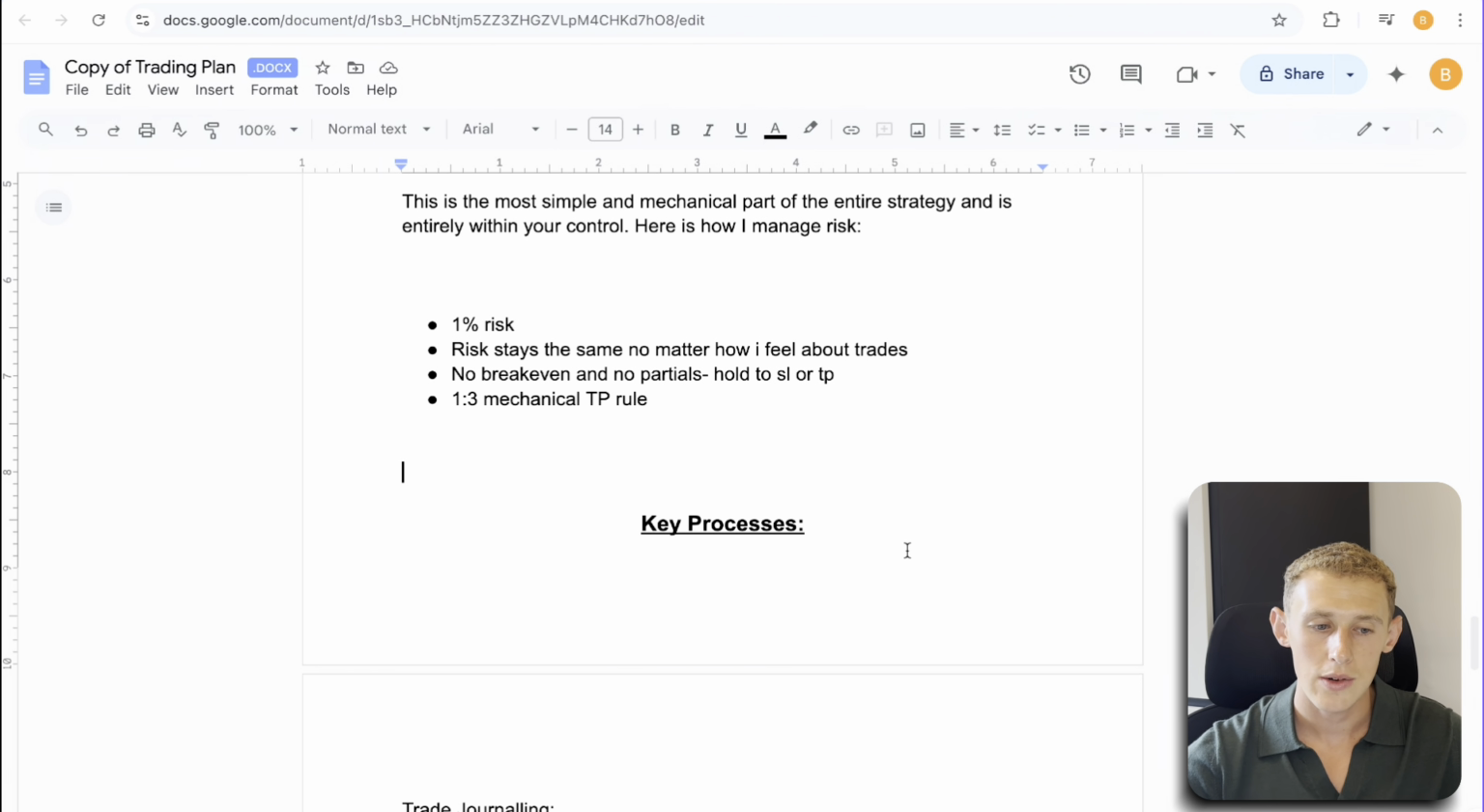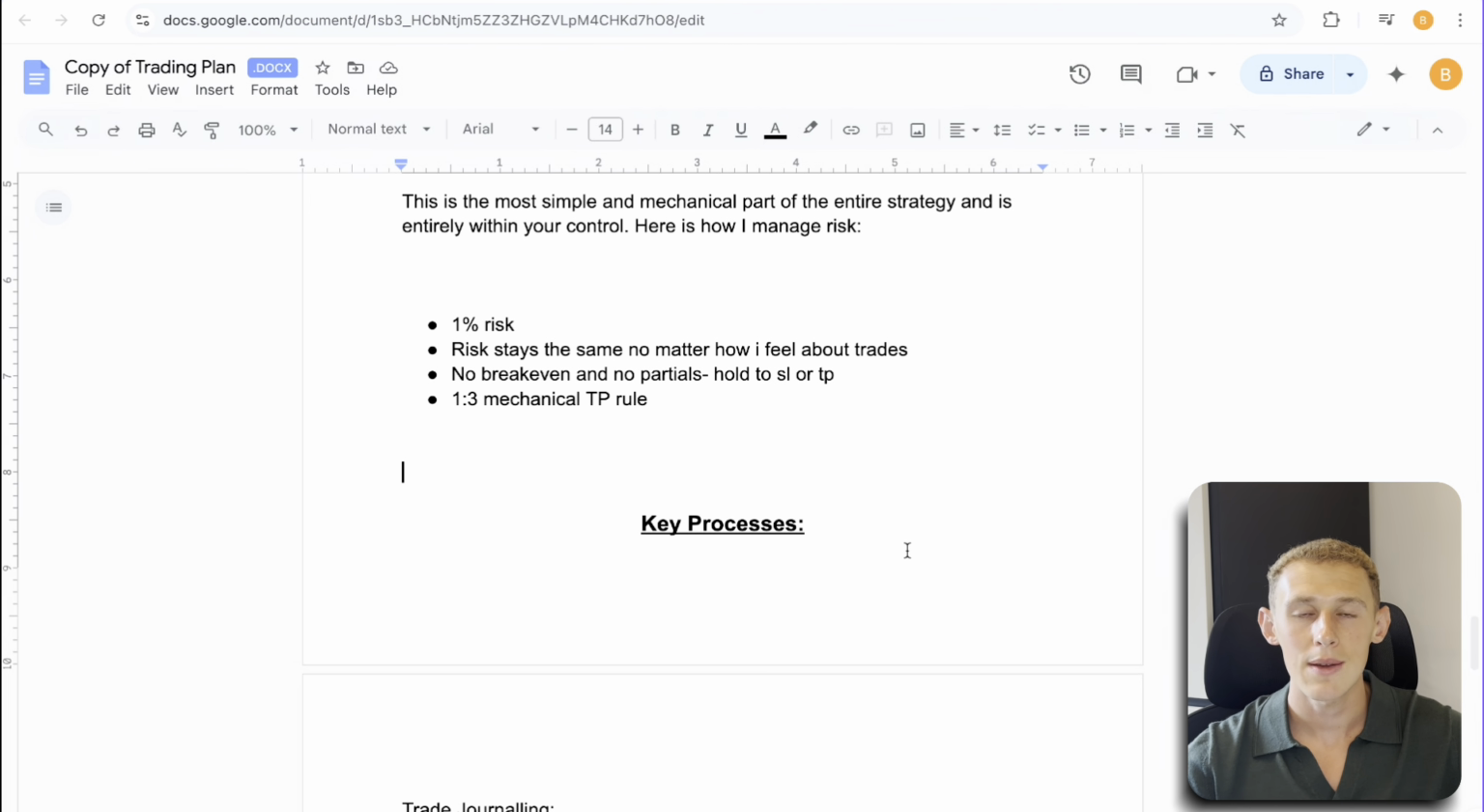Now, this is also incredibly important, right? So the risk must stay the same no matter how I personally feel about the trade. So let's say, for example, I see a trade and I think, oh, this trade doesn't look good, it looks like a bad quality trade. Well, that thought, my subjective view on that trade, whether it looks good or bad, does not determine whether it's going to be a win or a loss.